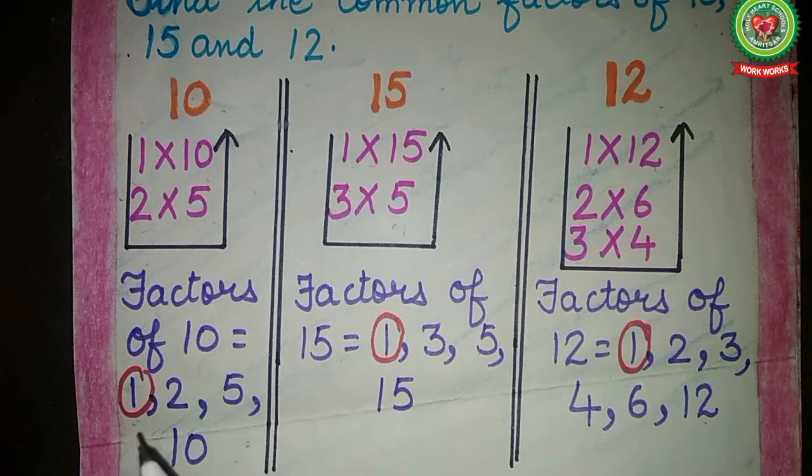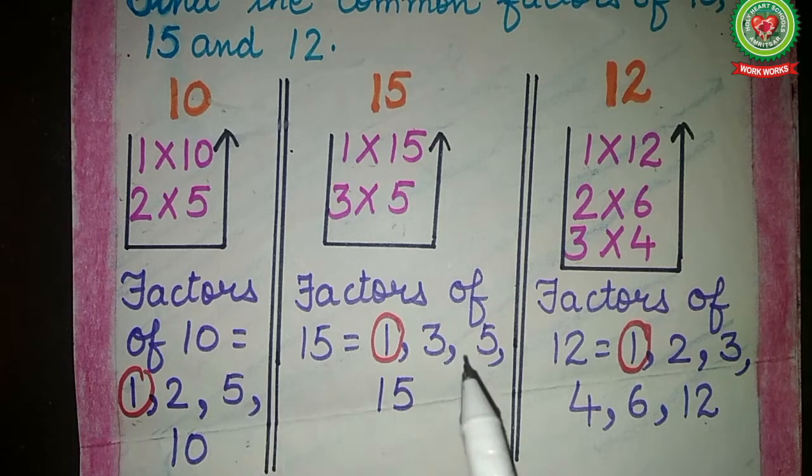Common factors meaning same factors. Now students, you can see one is a factor of 10, also a factor of 15 and also of 12. So circle 1. 2 is a factor of 10 but not of 15. It is a factor of 12 also. 2 is a factor of 10 and 12 but not of 15. So we will not circle 2.